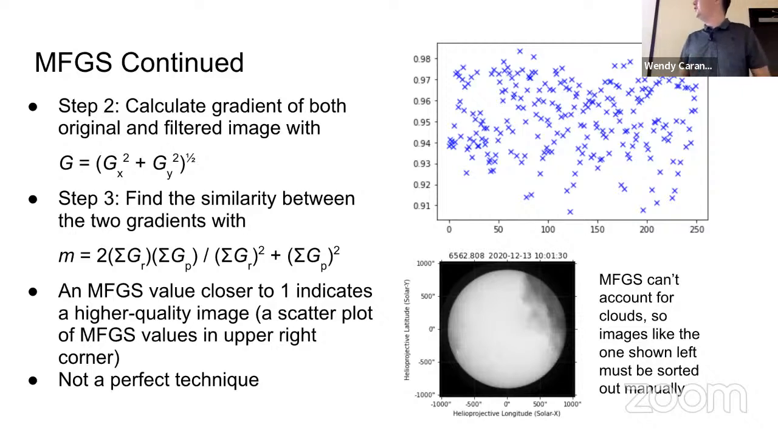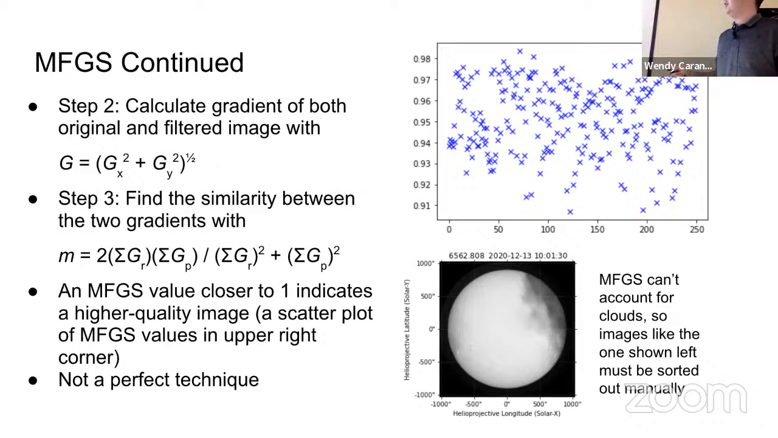So the second step is once you have your original, which you call the raw image, and then the filtered one, which you call the processed image. So R and P, that's what those subscripts are. You want to calculate the gradients of each of these images. And to do this, we just use Pythagorean theorem. We know the gradient in the X and Y direction. These are known operators. And you can simply calculate the gradient with this formula. And then once you have that for both of the images, you want to find the similarity between them using this formula. And that value is the MFGS value. So that's going to give you a number between 0 and 1. And in theory, the closer to 1 that this value is, the higher quality the image is.